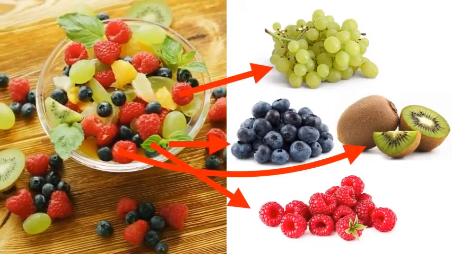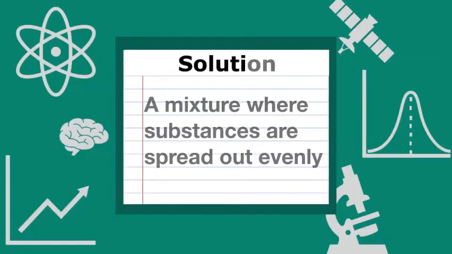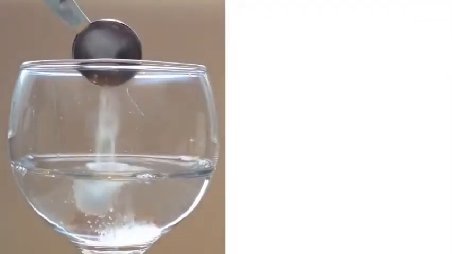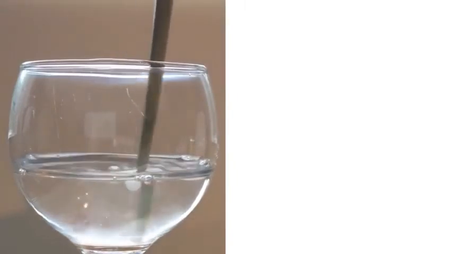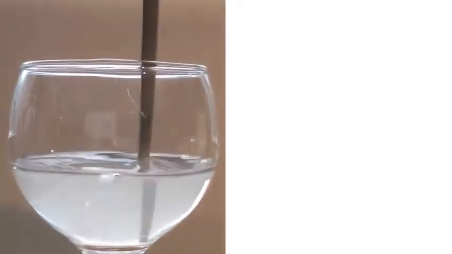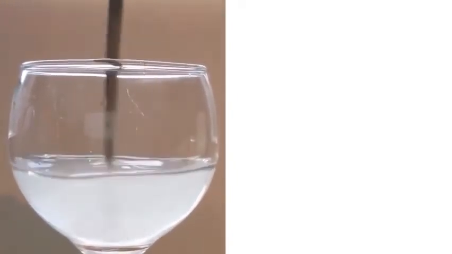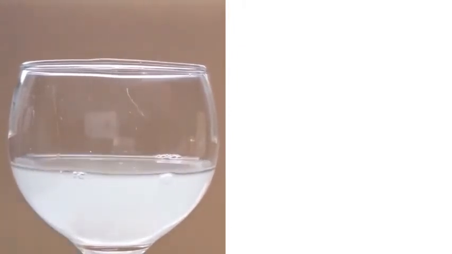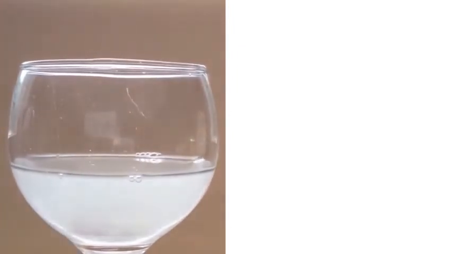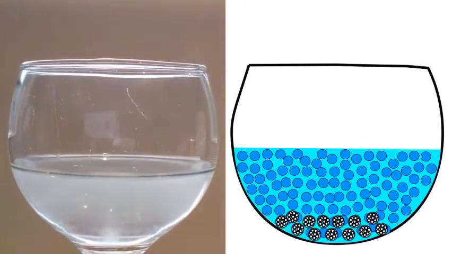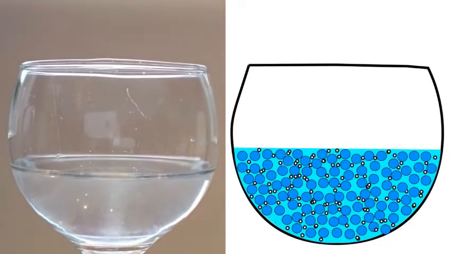Now, there's one more type of mixture. It's called a solution. A solution is a mixture where substances are spread out evenly. The best example of this is to think about putting a spoonful of salt into water. If you put the salt into the water and stir, the salt dissolves, making it look like it isn't there anymore. But what's actually happening when you dissolve salt in water is that the particles of salt are spreading out evenly among the water. You just can't see them anymore.